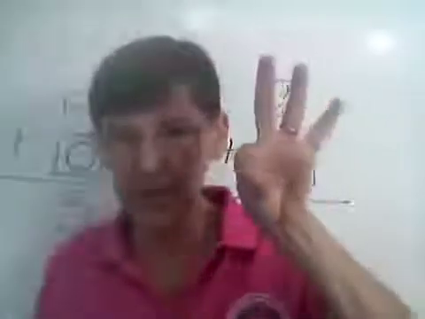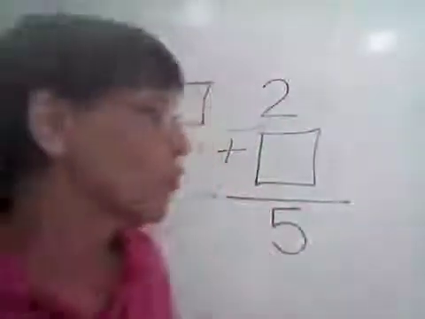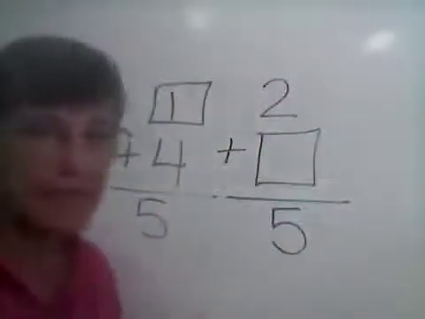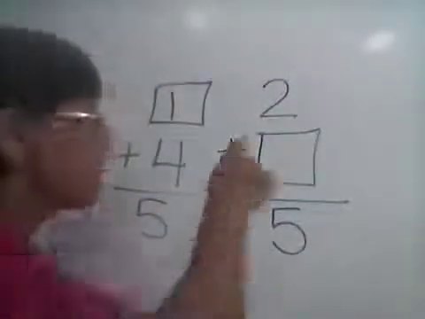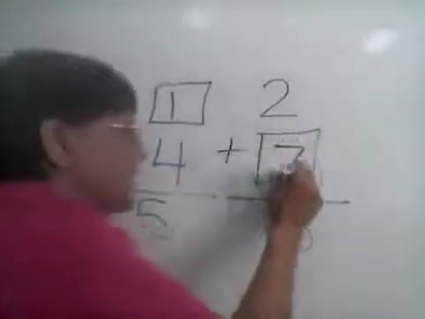We have 5 here, right? 2. 2 and how many makes 5? 3. But you know what? Sometimes kids get mixed up, and they say 2 plus 5 is 7. So they put a 7 here.